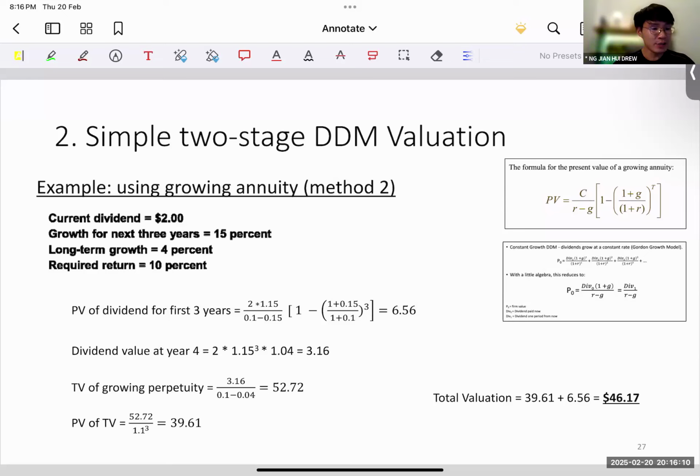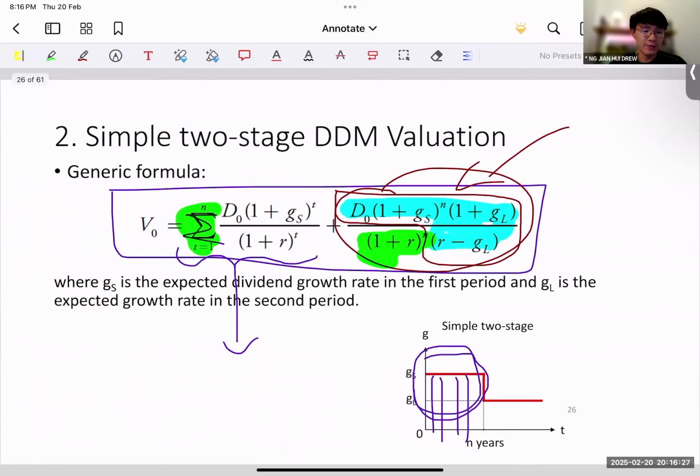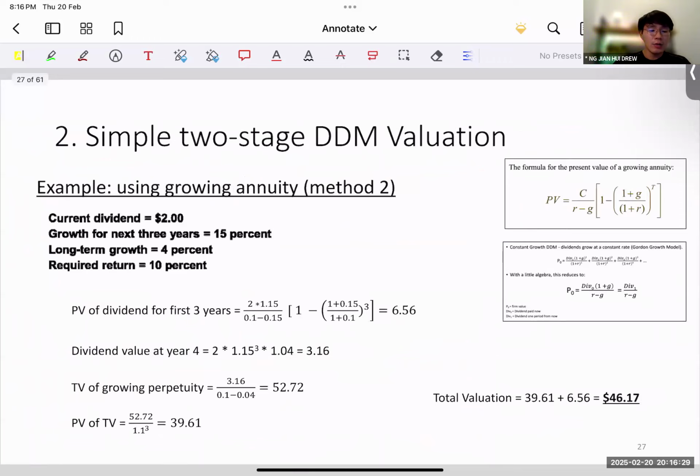Okay, so let's look at method 2, right? The method 1 we earlier saw was using Excel, where we just discount the first 3 years using the present value formula, whether it's in Excel or you can use the formula given by this form. Now, a better way, right, is to actually use this idea of the growing annuity formula.